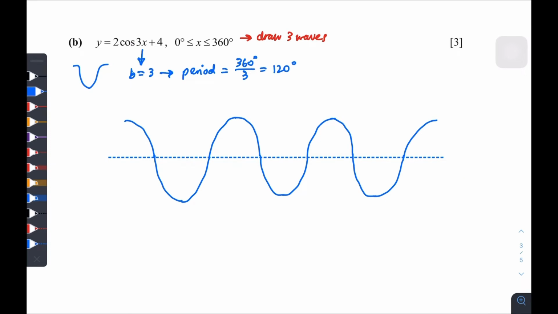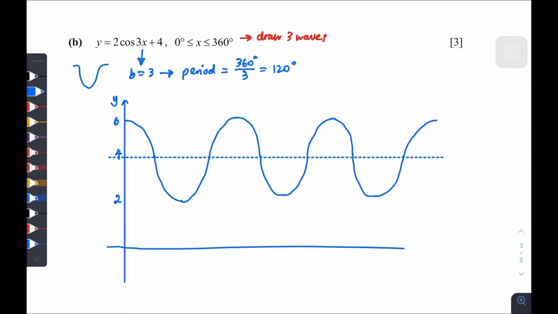So then let's label the y. Let's label our y. The middle line is 4. We plus 2, we get 6, minus 2, we get 2. So where would our 0 be? Our 0 would be somewhere below, somewhere over here. So this is where our 0 would be.